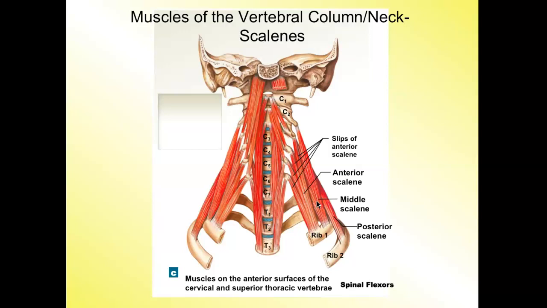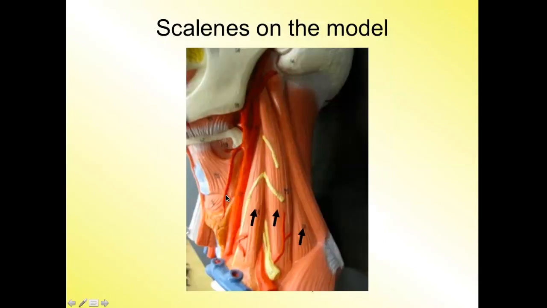If you use them unilaterally, so one side at a time, you can imagine that they would flex your neck laterally and help to rotate your neck. All right, so our muscles of the scalenes are here. So we have our anterior scalene, our middle scalene, and our posterior scalene visible on our muscle models.